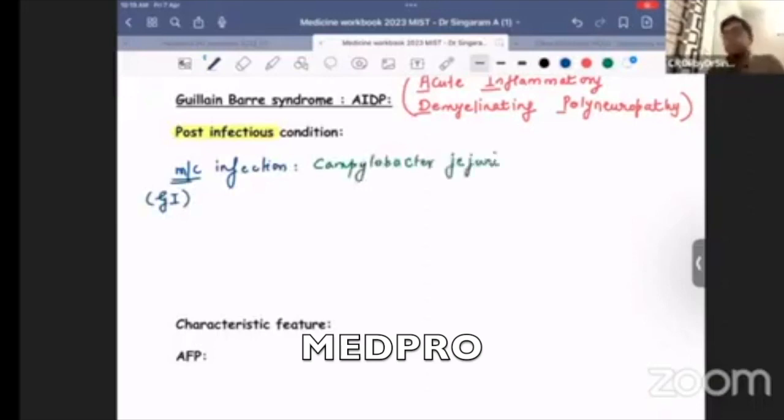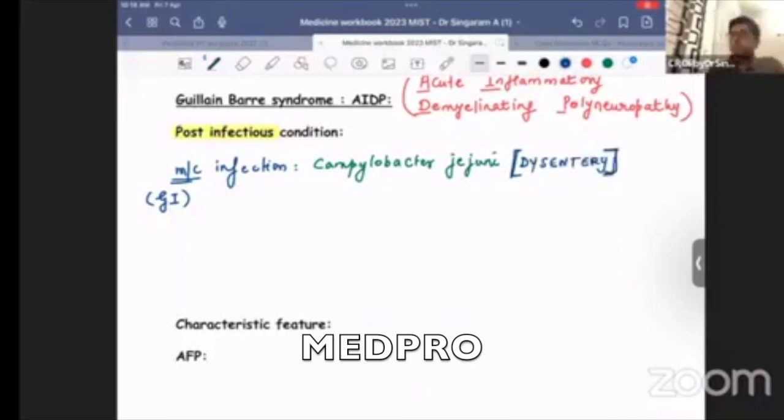What type of infection am I talking about? I'm talking about something like diarrhea, but not only diarrhea. This is diarrhea with blood in the stools. What do you call that? Dysentery. It is more of a dysentery type presentation. The patient will not only have loose stool, there will also be blood in the stools. And that organism which is commonly implicated is Campylobacter jejuni.